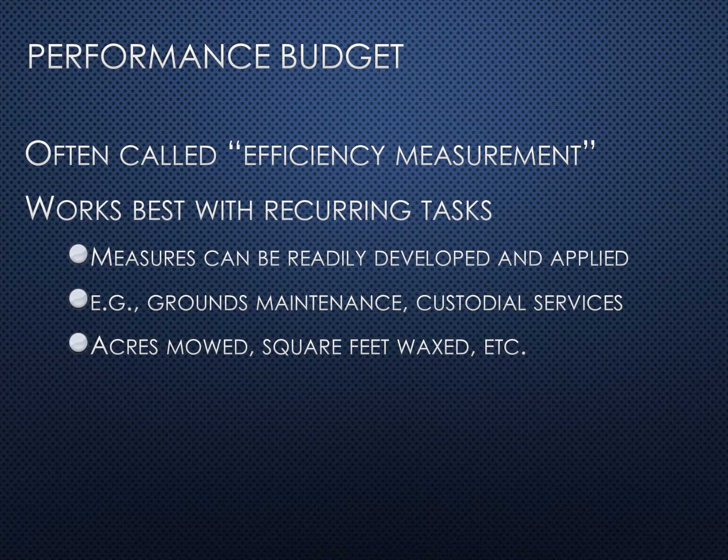Sometimes the performance budget is referred to as the efficiency measurement, and it works best with things that are going to recur on a regular basis. So it can be readily developed and applied regarding the measures. These actually work well for things like grounds maintenance and custodial services, when we think about acres mowed, square feet waxed, or number of floors covered with custodial work.